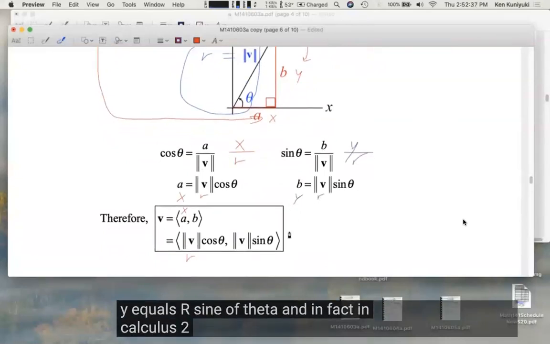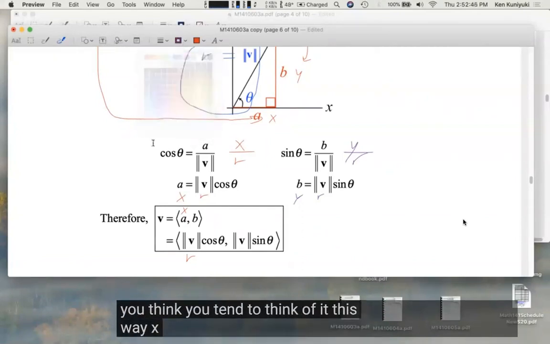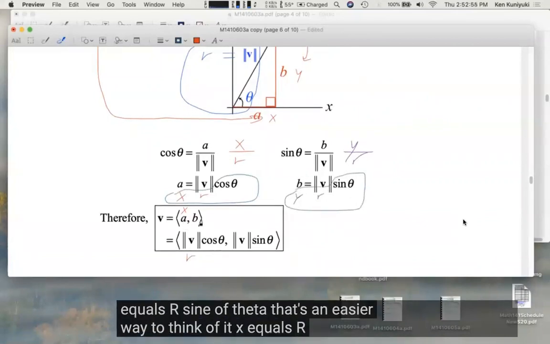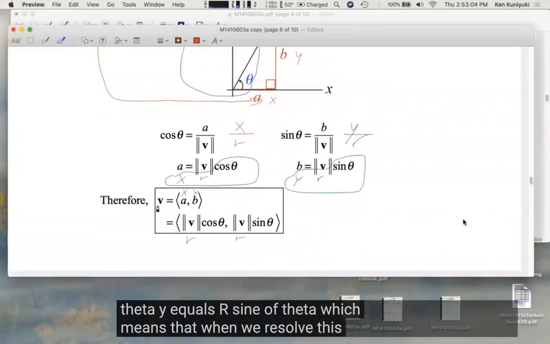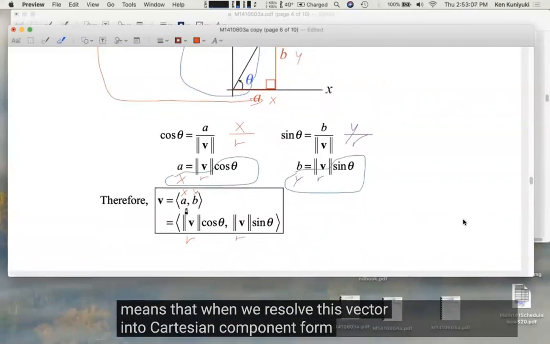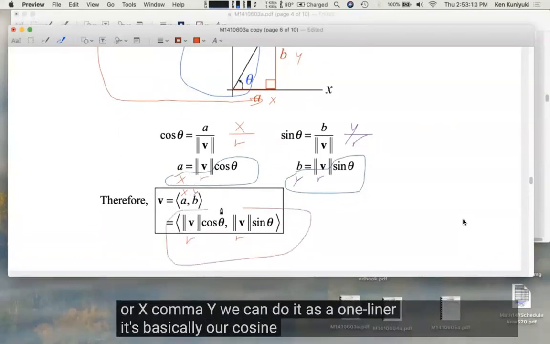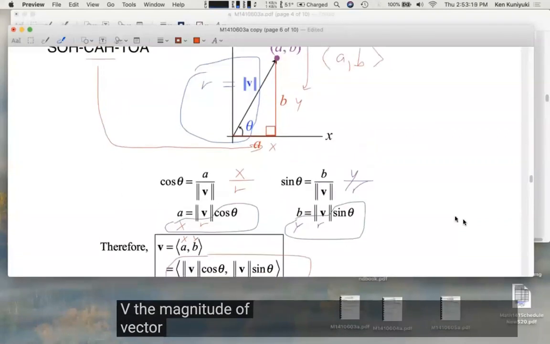And in fact, in calculus too, you tend to think of it this way when converting from polar to Cartesian. X equals R cosine of theta, and Y equals R sine of theta. That's an easier way to think of it. X equals R cosine of theta. Y equals R sine of theta, which means that when we resolve this vector into Cartesian component form, A comma B or X comma Y, we can do it as a one-liner. It's basically R cosine of theta comma R sine of theta, where R is the length of V, the magnitude of the vector.